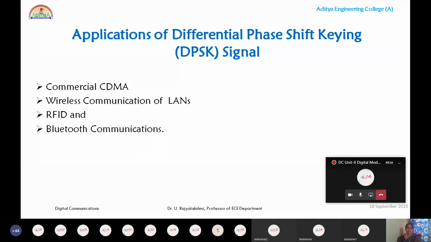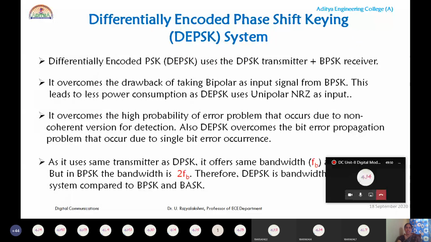But the probability of error is more because of its non-coherent version. But you should be able to eliminate the second drawback of DPSK, that is bit error propagation. That you can eliminate by using differentially encoded PSK. So, the differentially encoded PSK system. Next one is the differentially encoded PSK system, implemented to overcome a few drawbacks of DPSK and BPSK.